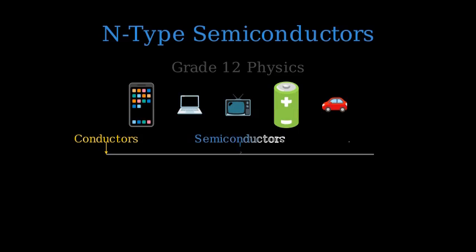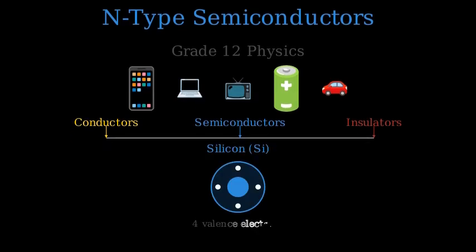They're incredibly useful because their conductivity can be controlled by adding impurities, applying an electric field, or even by exposure to light. The most common semiconductor material is silicon, which is found in sand and is the second most abundant element in the Earth's crust.